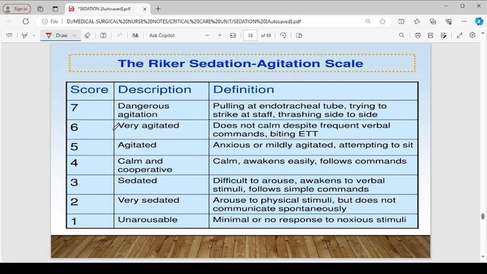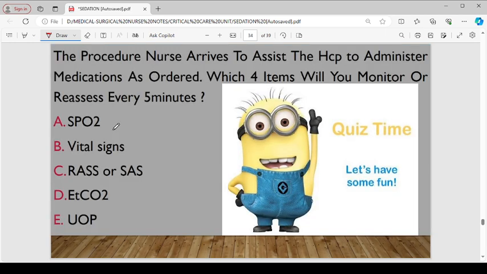An agitated patient of +5 is the one who is anxious or mildly agitated, attempting to sit. While a calm and cooperative patient of score 4 is the one who is calm, awakens easily, and follows commands. A 3 is a sedated one who is difficult to arouse, awakens to verbal stimuli and follows simple commands, while a very sedated 2 is the one who is aroused to physical stimuli but does not communicate spontaneously. An unarousable patient, who will be given score 1, has minimal or no response to noxious stimuli.